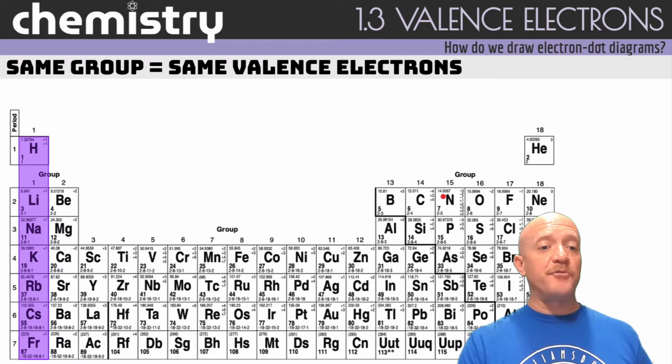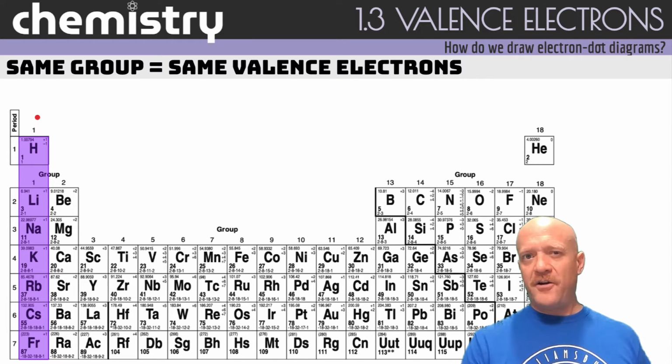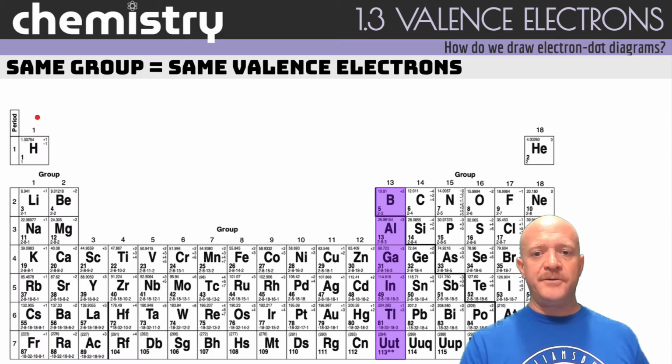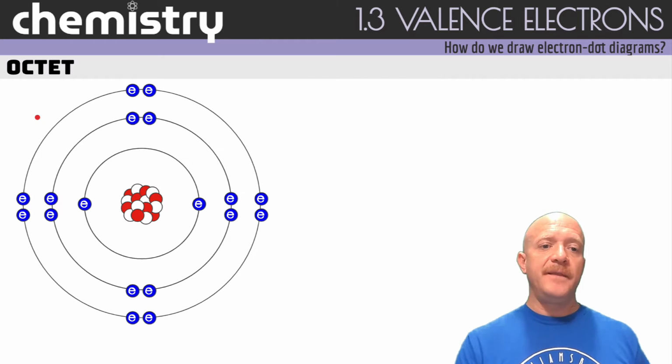So in a group, and groups go up and down, they're vertical. In the same group, you're going to have the same valence electrons for some of the groups, not all of them, but for 1, 2, 13, 14, 15, 16, 17, and 18, they'll have the same valence electrons.